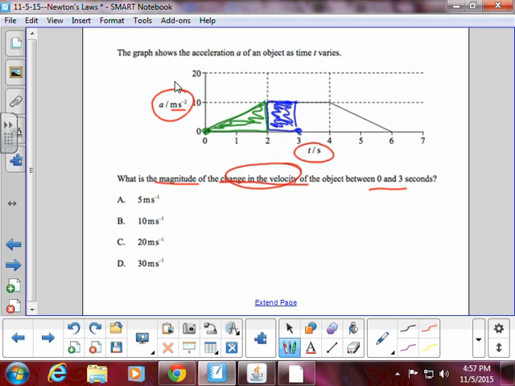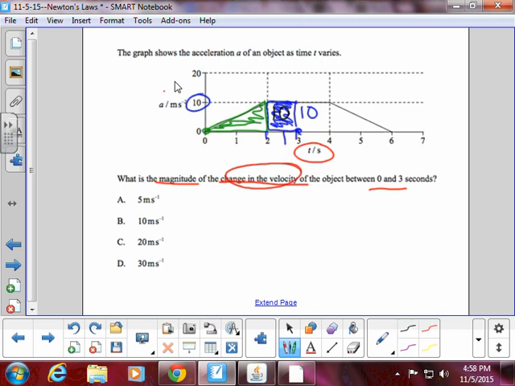So we know that this rectangle, since it goes from 2 to 3, is 1 by, now a lot of people like to say it's 1 by 1, but if you look over here, it tells you that this value here is 10. So 1 by 10 tells me that if we multiply to get the area, you have a value of 10 meters per second worth of change in velocity there.